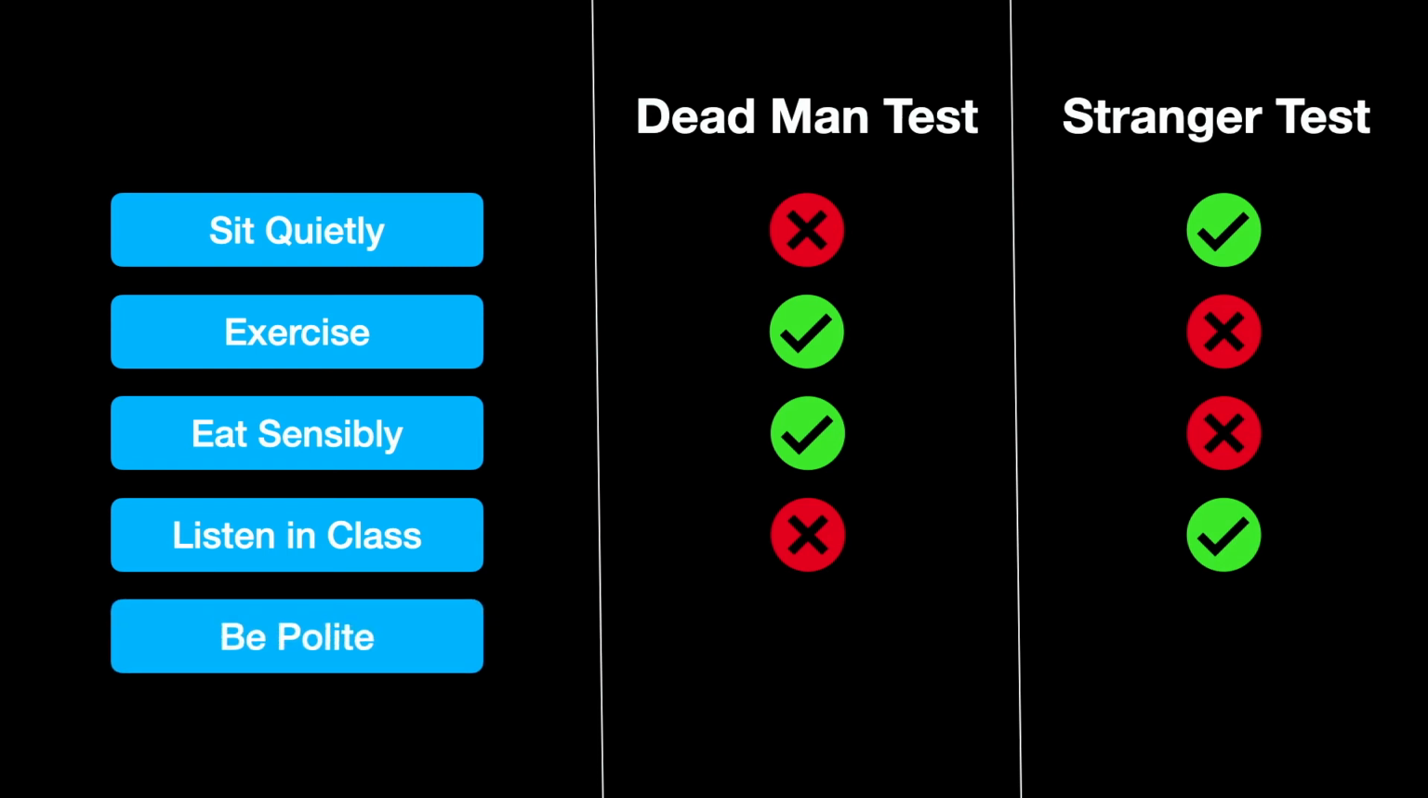Be polite. Well, sitting quiet and being polite is almost a way of, that's almost a don't do all things that are impolite, and it fails the stranger test. This may as well fail the dead man's test.